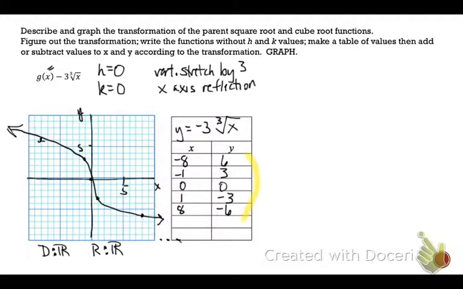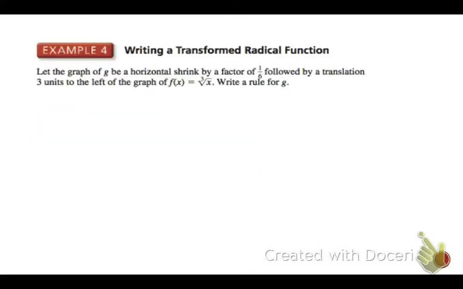All right, the last bit of the notes we're going to look at now is just writing transformations with equations. So let the graph G be a horizontal shrink by a factor of a sixth, followed by a translation 3 units to the left, and we're starting with just the parent cube root function.